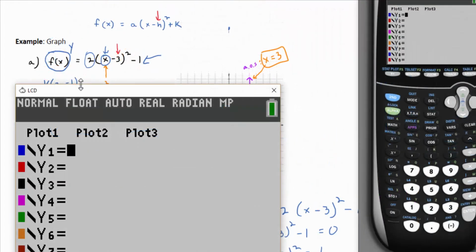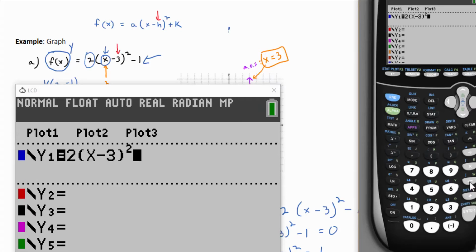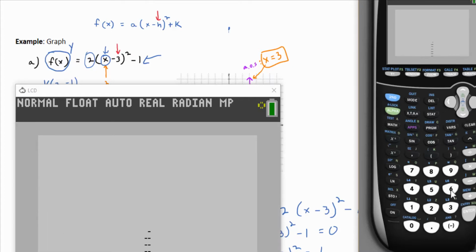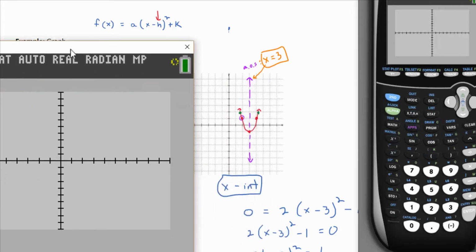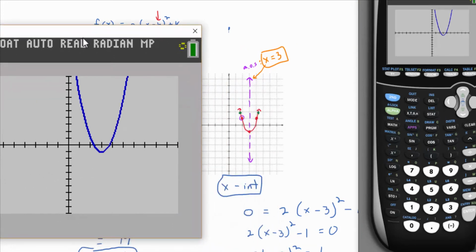I'm going to type in y1 for f of x, and actually it's y1 automatically, and then 2 times x minus 3 quantity squared minus 1. Graph that, zoom number 6 for a standard screen, negative 10 to 10. First of all, does it look like the graph we got? Well, it's going up further than I went, but it basically looks like it, right? The scaling's slightly different, but it basically looks like it.